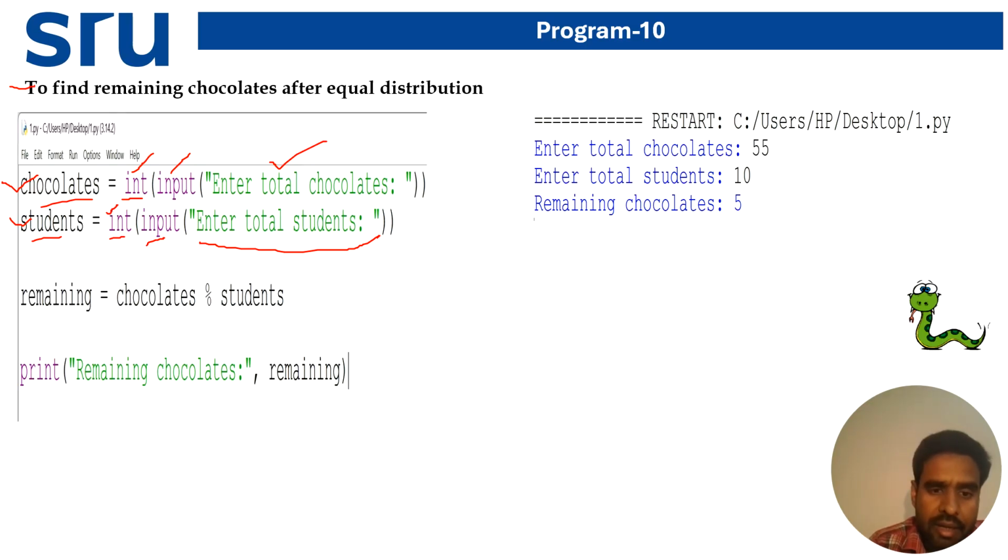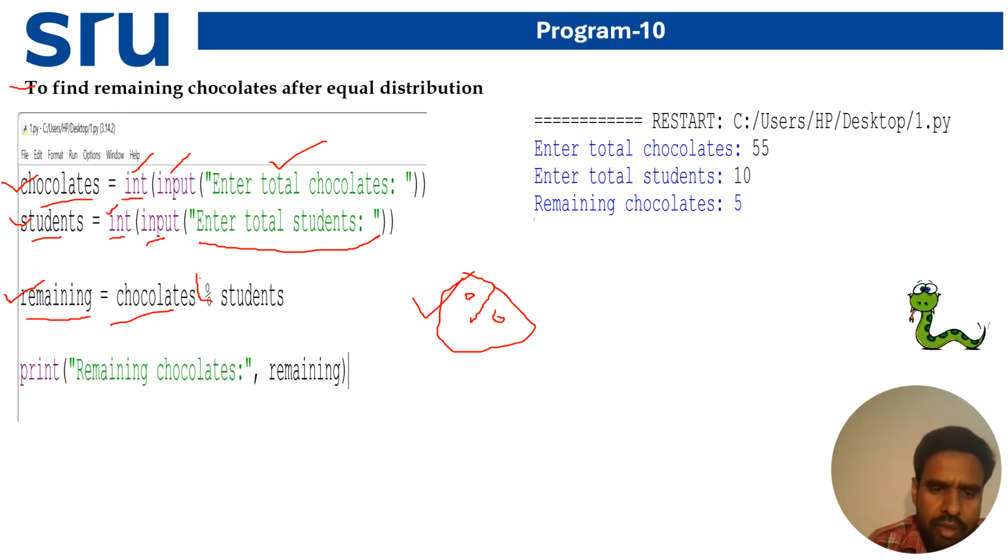Now after that I'm taking remaining. You can take any variable name, I'm taking remaining. Now chocolate, okay, this is modulus. This remainder symbol is the modulus operator. It is going to calculate the remainder. If you want to find the remainder, then you have to use this symbol. This is called modulus. You have to calculate the remainder. So chocolate modulus student.